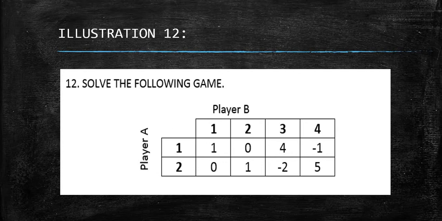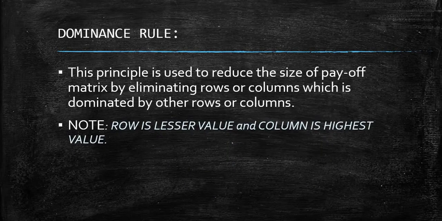But to solve it under the formulaic method, we need a 2 by 2 matrix, but it is 2 rows and 4 columns. So the problem has to be reduced to the 2 by 2 matrix. We use the dominance rule. The dominance rule principle tells that for rows we have to observe domination by lesser values, and domination by higher values for the columns.